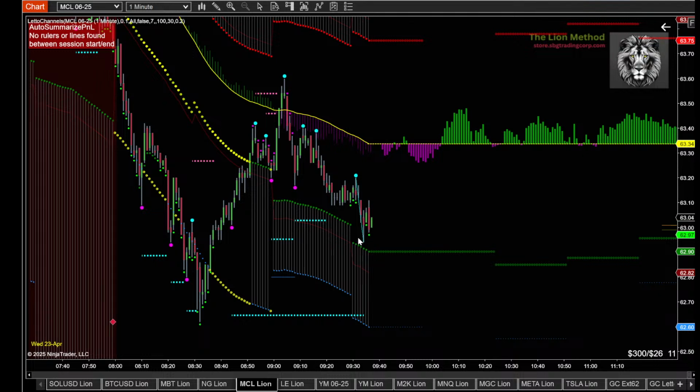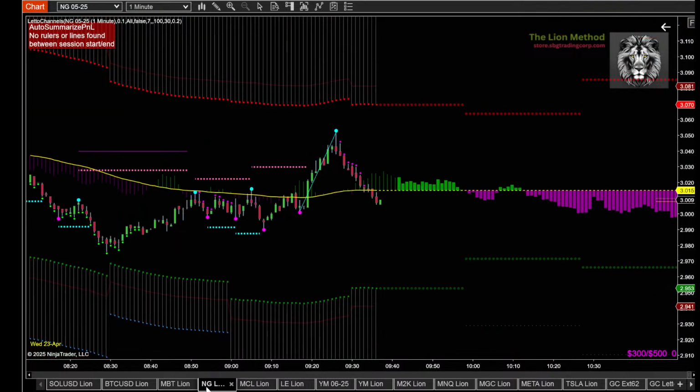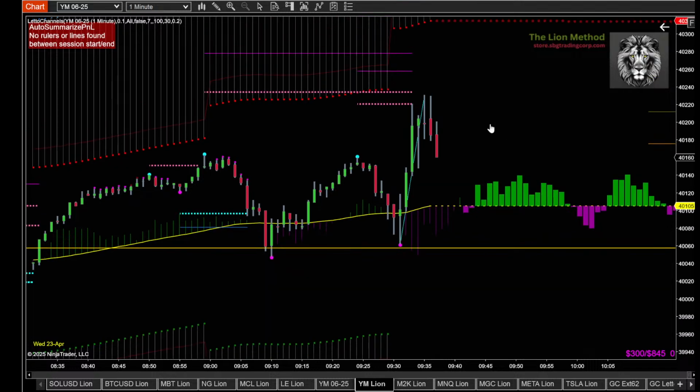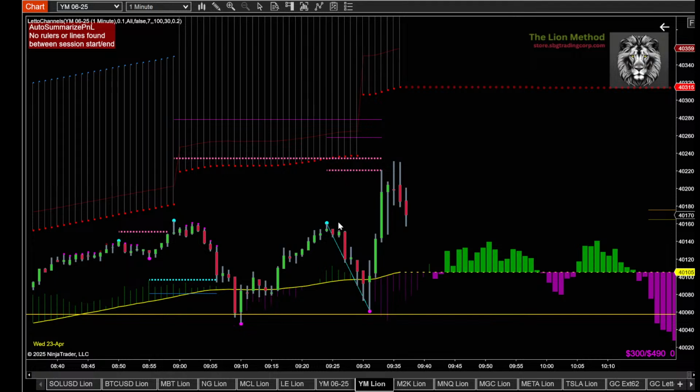MCL is almost oversold. If it does get oversold, then this would be our entry dot. Nat gas still not doing much, just going sideways. Well, we hit a fib level or two here, but still not a valid entry yet in the YM. Again, we're looking for this outside move. We're looking to find out when has it moved further.